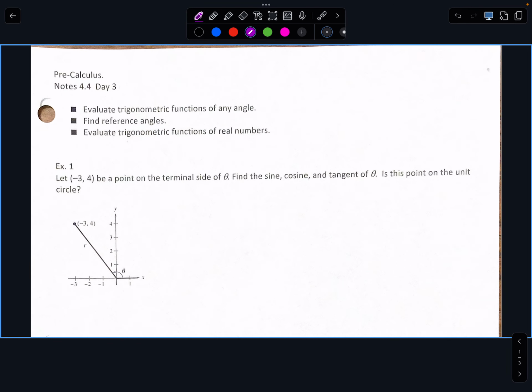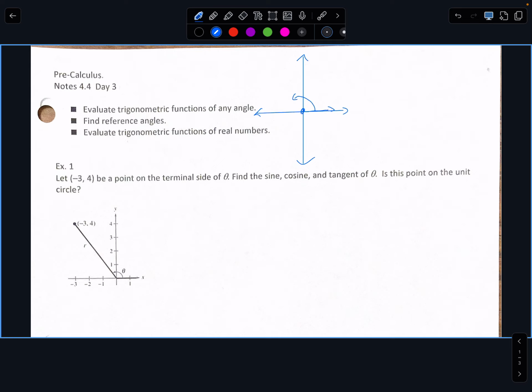So this is pre-calculus 4.4, day 3. We're moving on to where the hypotenuse is not always 1. And so I want to just look at a couple of the definitions of sine and cosine of a specific angle. So we're going to have an angle in standard position.